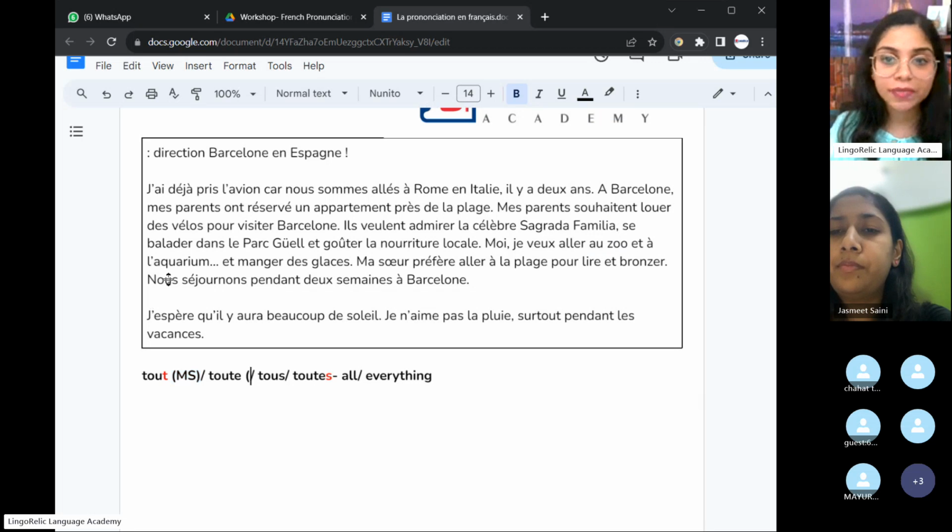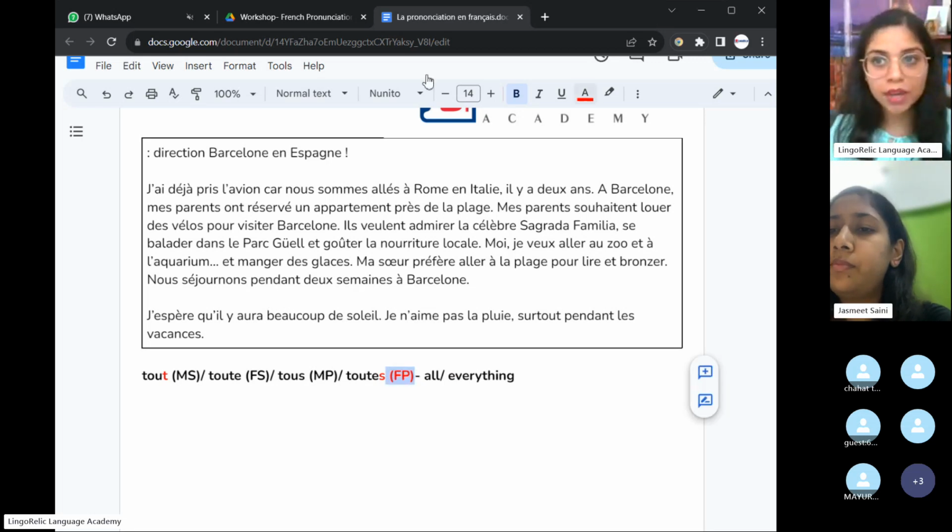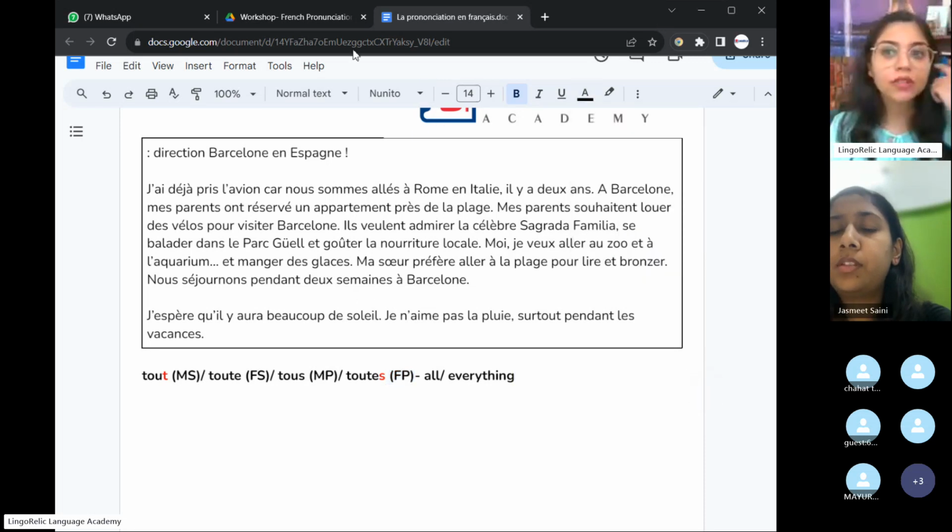This toute is used for feminine singular nouns when you want to say all or everything. This tous is used for masculine plural nouns when you want to say all or everything. And this toutes is used for feminine plural nouns when you want to say all or everything. The meaning is the same, but it depends on whether you are using it with a masculine noun or a feminine noun, or a singular or a plural noun. So basically gender and number.